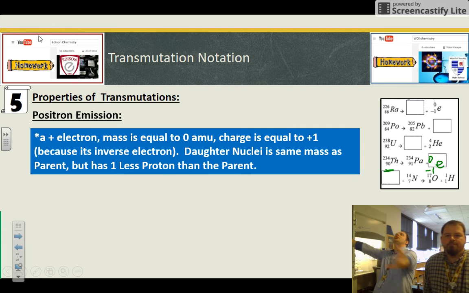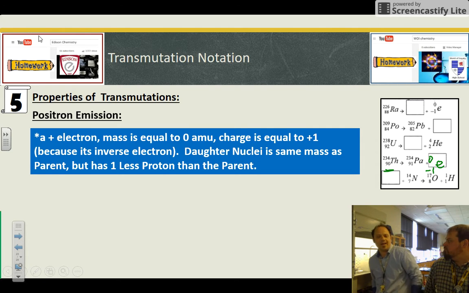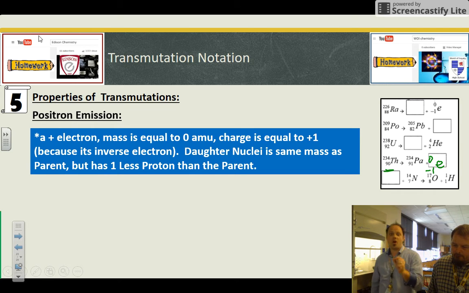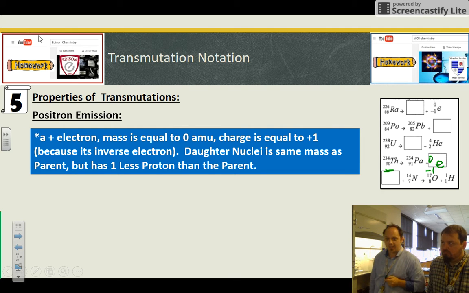Positron. This is like the only time we mention positron this year. It's the opposite of an electron with charge. So it has no mass, just like an electron, but its charge is +1. So the daughter nuclei has the same mass as the parent, but it has 1 less proton than the parent does.